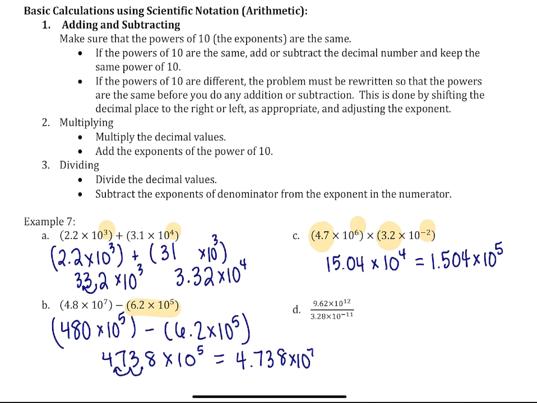And then finally for division, we will divide the numbers. 9.62 divided by 3.28. And I'm just going to leave the 2 decimal places here, 2.93. And then for the exponents, I will subtract. Be careful here, we are doing 12 minus negative 11. When you are subtracting a negative number, it ends up being the same thing as adding. And this will end up being times 10 to the positive 23. This one stayed in scientific notation, so we don't have to make any adjustments.